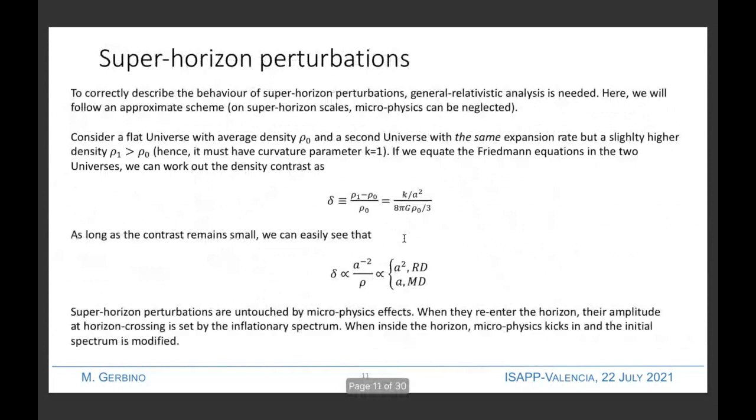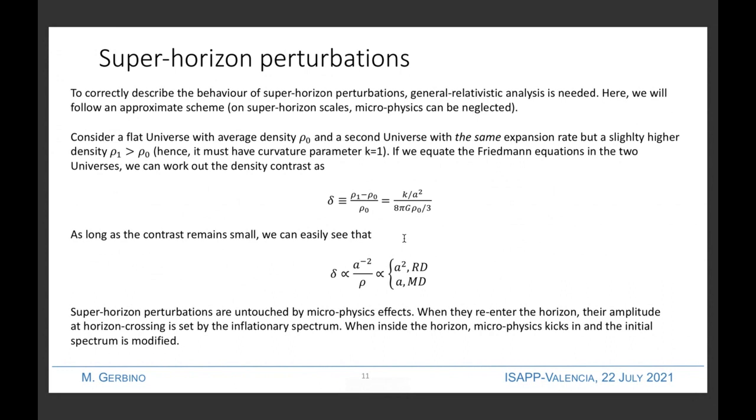Everything that I've said so far is related to the behavior of perturbations inside the horizon. Remember that I always say that once these perturbations enter the horizon, and so on. This picture must be completed with what happens to the perturbations when they are super horizon. We already know that if we are outside the causal horizon, so if we are super horizon, microphysics, so all the effects of interactions between the components and all the things that we have seen so far, are not important, and the only important thing is the expansion of the universe.